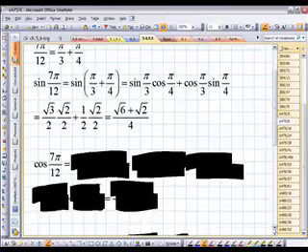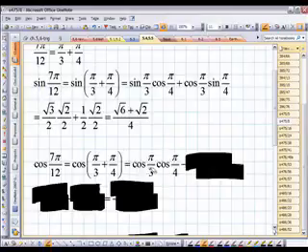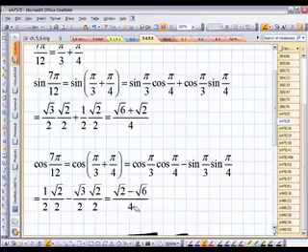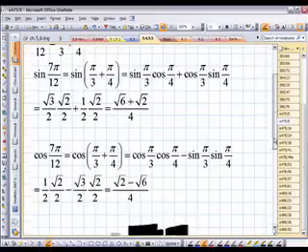Cosine of 7 pi over 12, same idea. Express it as cosine of pi over 3 plus pi over 4. Cosine of the first, cosine of the second, the sign changes, plus goes to minus, sine of the first, sine of the second. Then use the values you know from the unit circle. And root 2 minus root 6 over 4 is the exact value of cosine of 7 pi over 12.